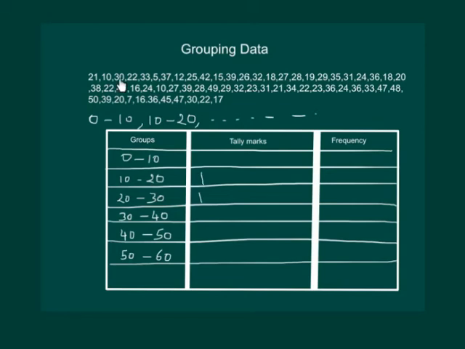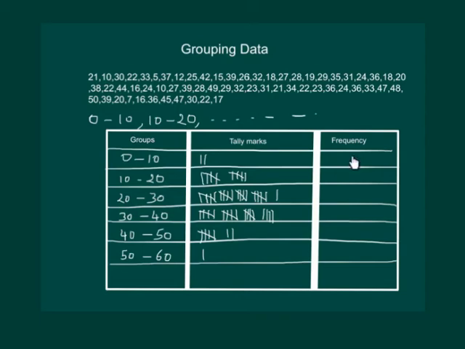Next entry is 30. Again, 30 belongs to 20 to 30 and 30 to 40. But we will use the convention that the common observation will belong to the higher class. Hence, it will belong to the 30 to 40 class. Next observation is 22. This belongs to the 20 to 30 class. We put a bar here. And similarly, continuing, we will get the table like this.